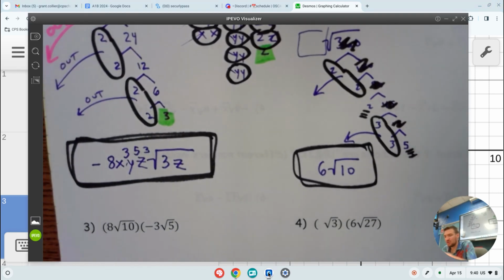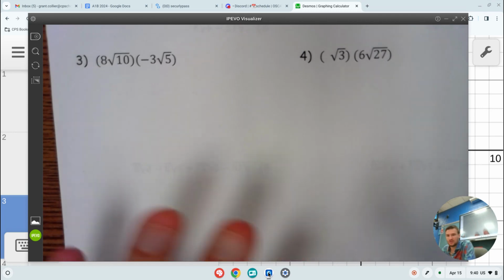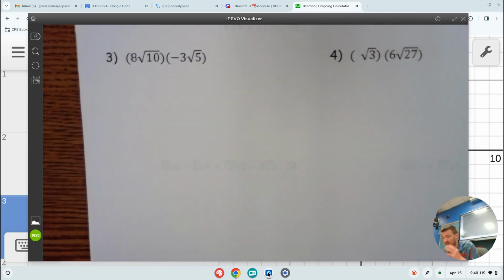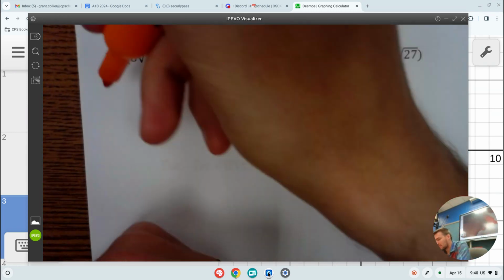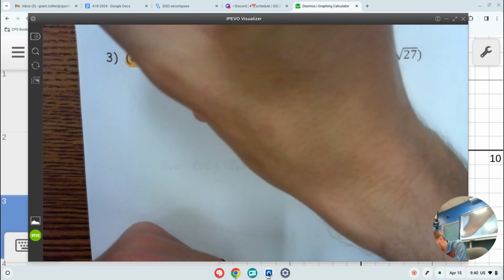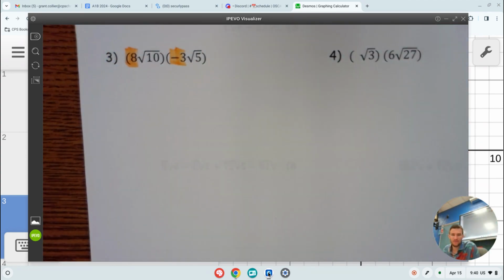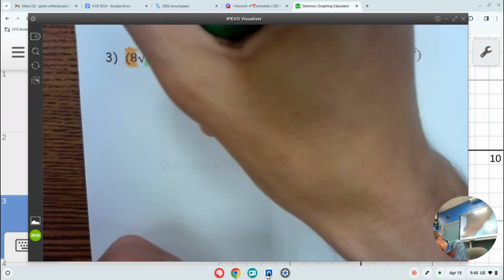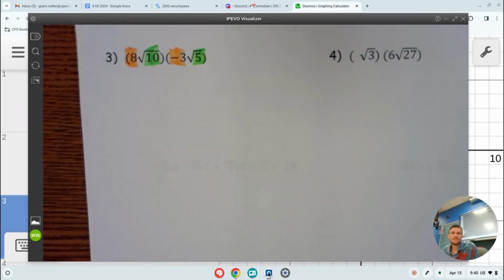Okay, now we've got 2 more. This is where it gets a little bit more interesting, okay? Because these questions actually have numbers that are outside the square root, like 8 and -3, and numbers that are inside, like 10 and 5.